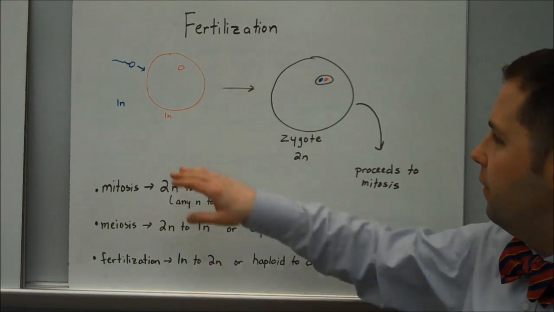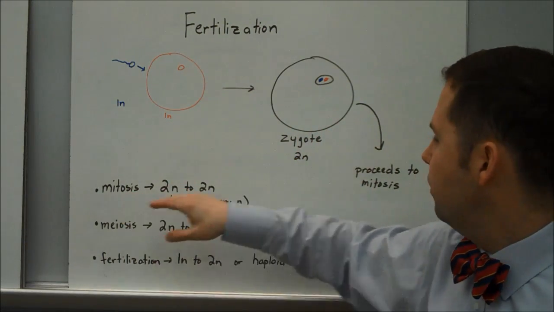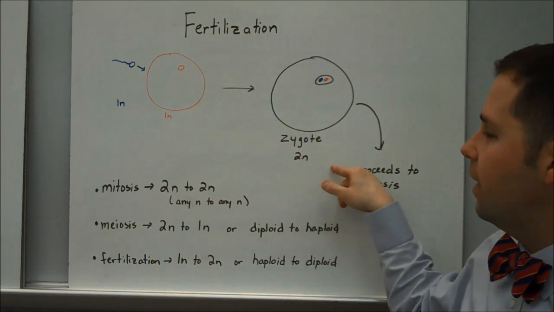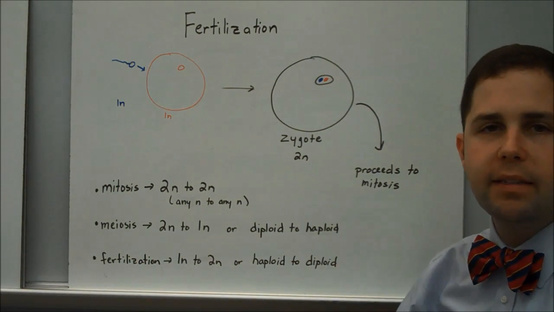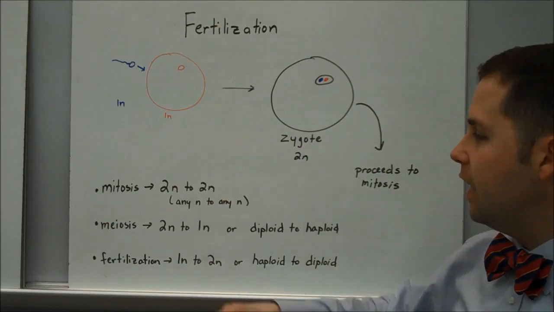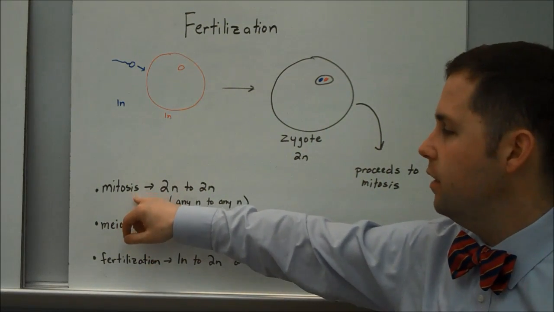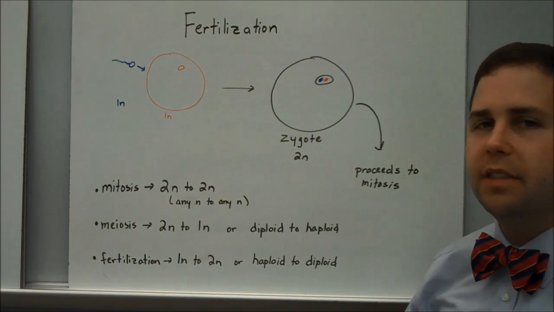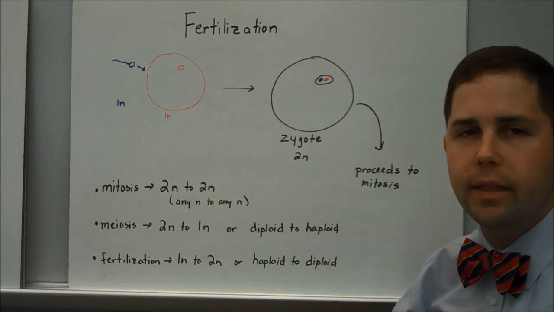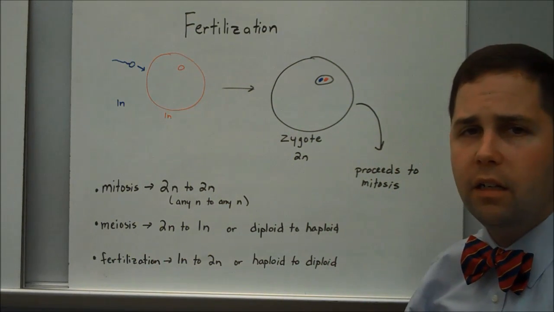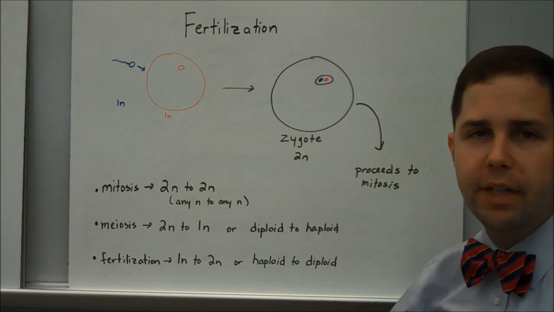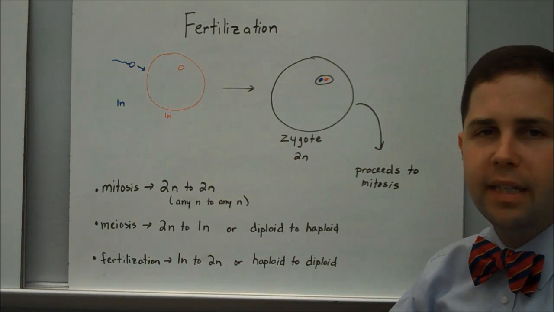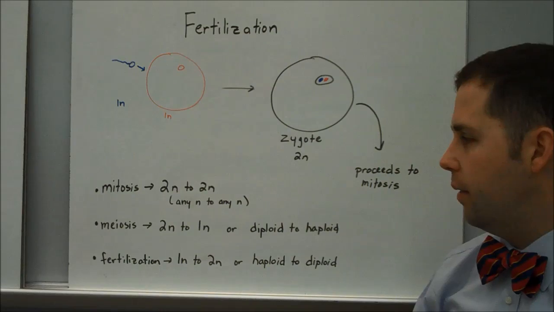So just to review briefly what we're seeing here, this cell is proceeding to mitosis, which is 2N to 2N. So once this zygote goes through mitosis, it's just going to keep replicating and making the same cell over and over again. And in fact, mitosis works from any N to any N. So if you have a 1N cell and it goes through mitosis, it's going to end up with 2 1N cells. If you have a 3N cell or a 4N cell, you're going to go through mitosis and end up with 2 3N cells or 2 4N cells. So mitosis is always concerned with ending up with the same number of chromosomes that you started with.